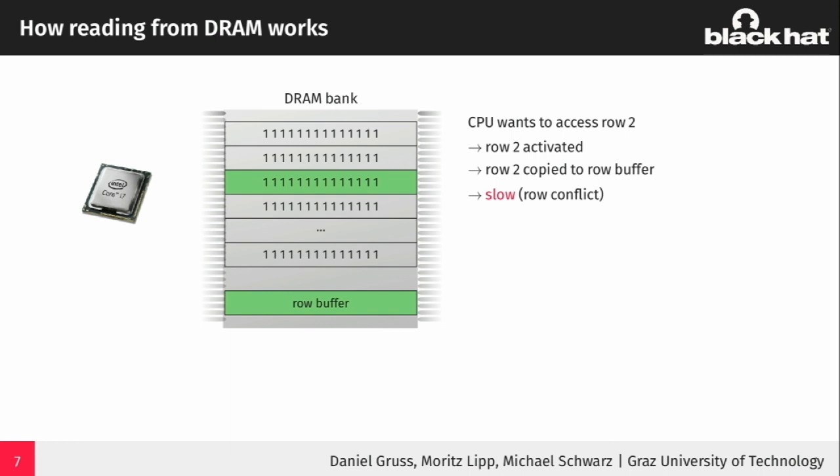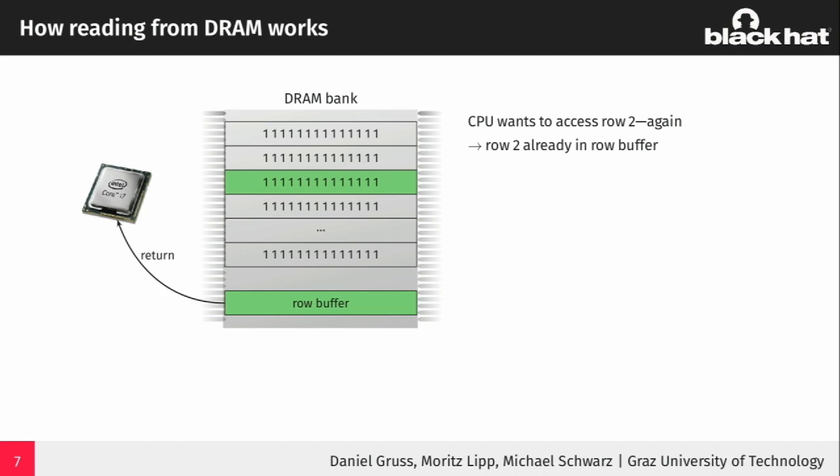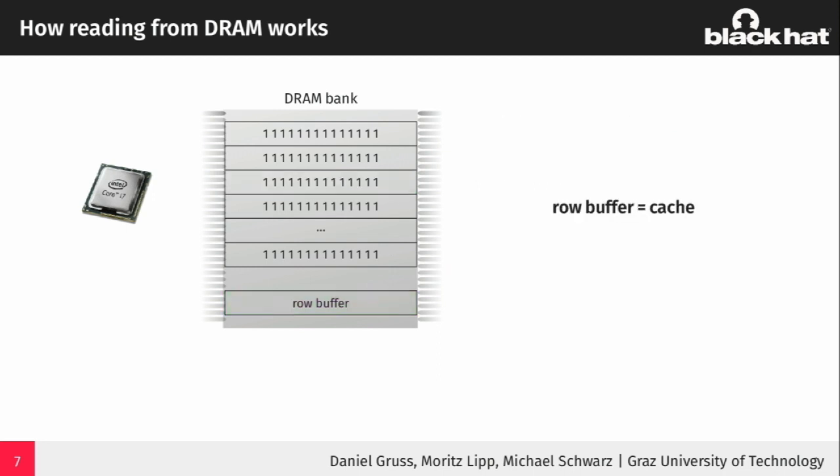So it's always slow. Is there a case that is fast? For instance, if we access the same row again? Then we don't have a conflict. That's a lot better for performance. If we want to access data that's in the same row, then this row is already in the row buffer, and we don't have to copy anything, and we can directly return the content of the row buffer to the CPU. So this is fast. This is a row hit. We hit the same row again, and this is actually pretty fast. So basically, the row buffer is a cache where you can store 1 row.